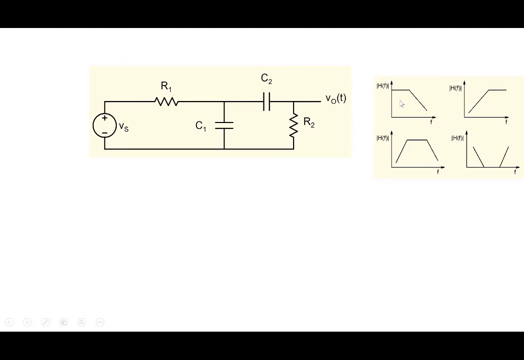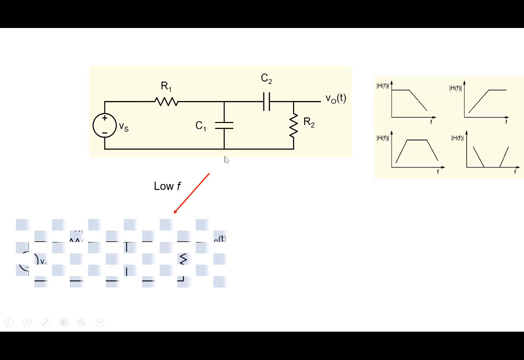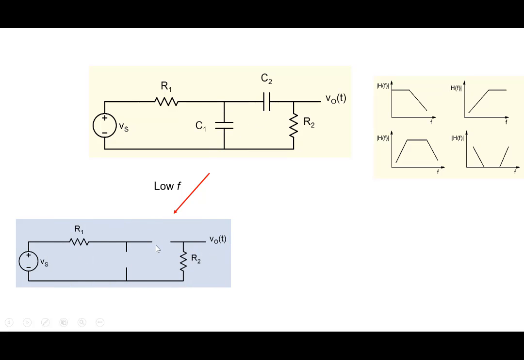So what about this? How do we analyze a circuit like this? In this case also, we look at low frequency. At low frequency, what will happen? The capacitors will act like opens, so the circuit acts like this. What will happen to V0? V0 will be 0. Vs is here, this is open, there is no current in R2, so this is 0.